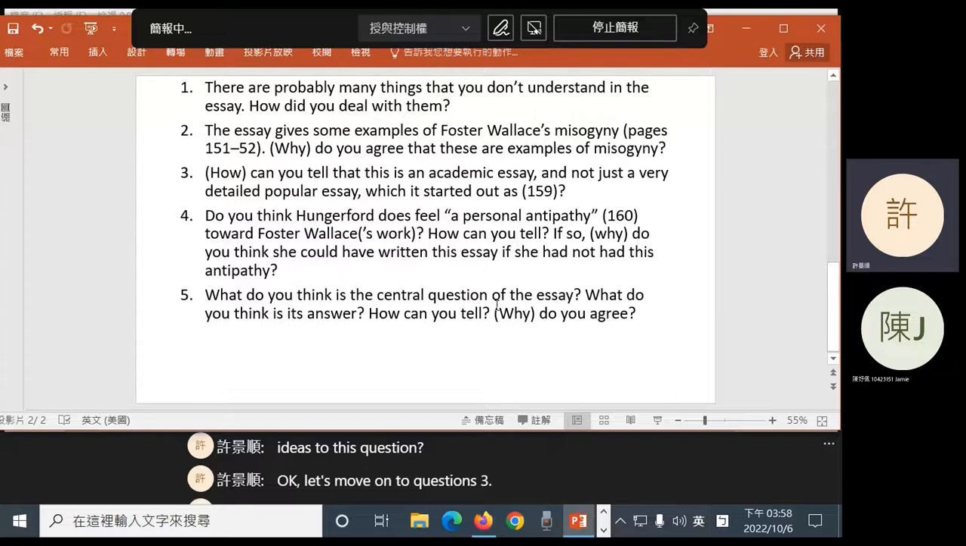Group 1, how can you tell that this is an academic essay and not a popular essay? Are there some clues, some places where you can see a difference?